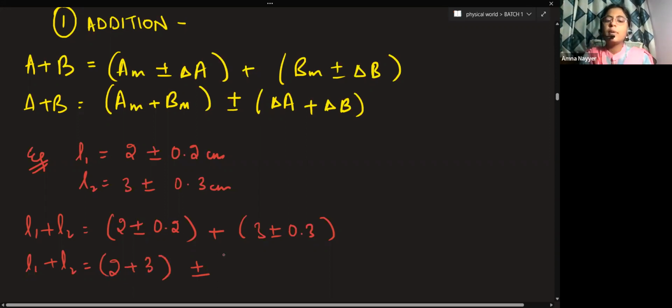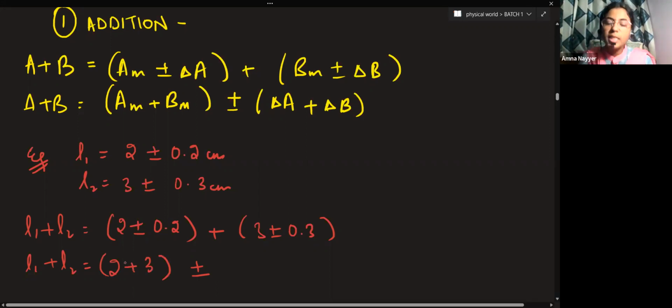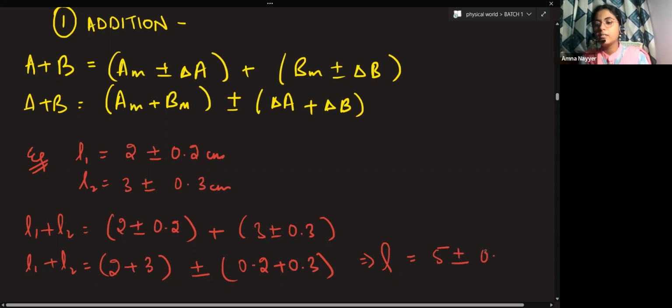We put plus minus because, as I've told you, there are different kinds of errors. Positive errors are there, negative errors are there, zero errors are there. That's why we put this plus minus. But the operation between them will be plus only, because we are adding them. Similarly, add this 0.2 plus 0.3. So what will be your answer? The final length that you will get will be 3 plus 2 is 5, and 0.2 plus 0.3 is 0.5. This is the answer.